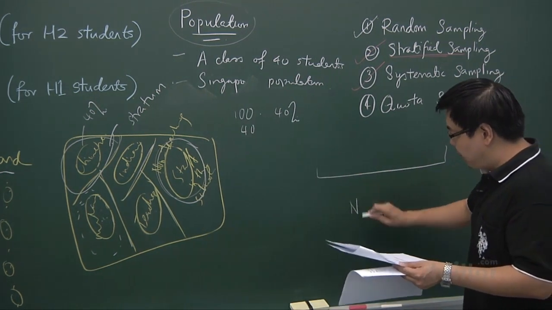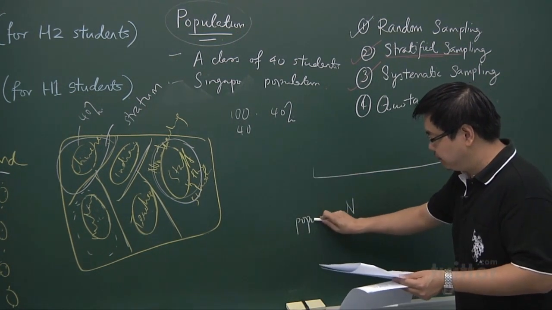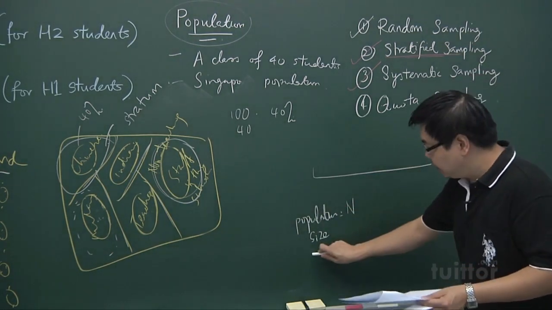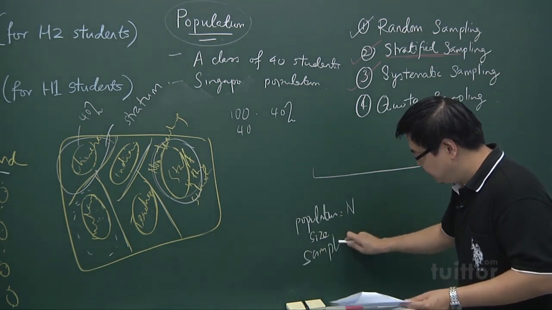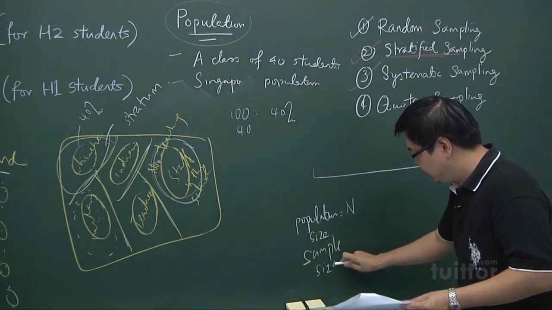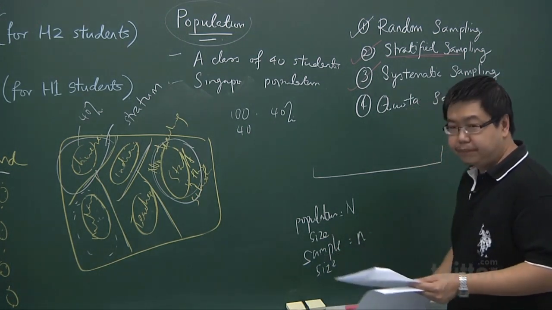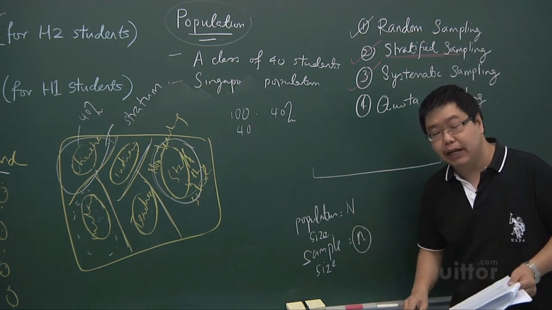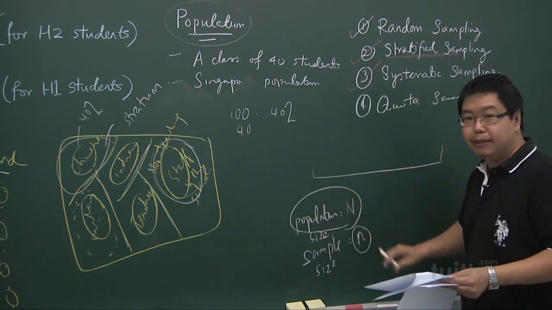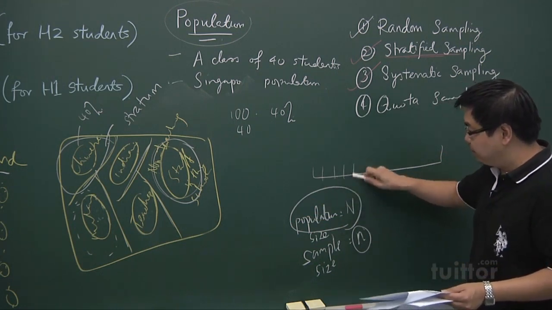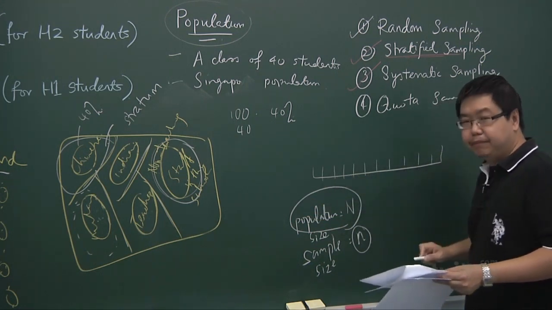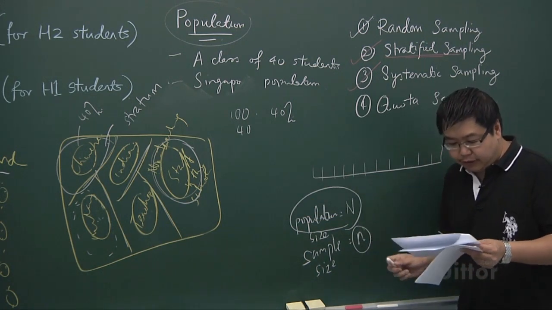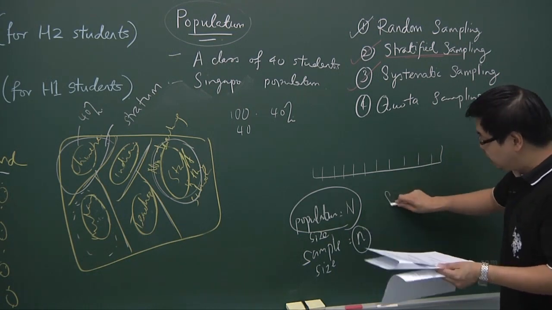Suppose we have a population size of capital N and our sample size is small n. Okay, small n. That means we want to pick a sample of size small n from a population of size capital N. So these are all the people in the population. Okay, so we are interested in picking a sample of size small n. So what we will do is that we will use this thing called the sampling interval.